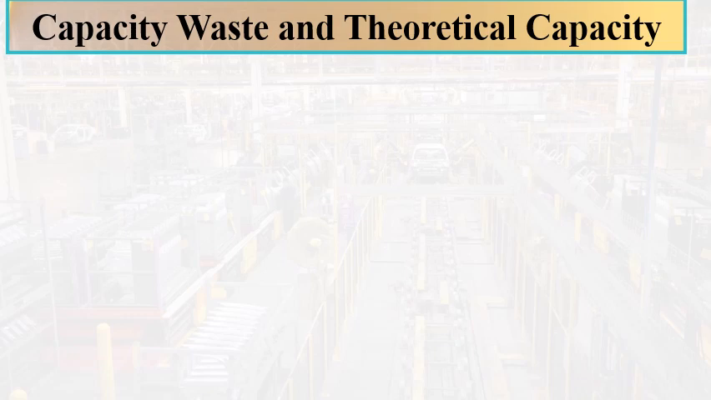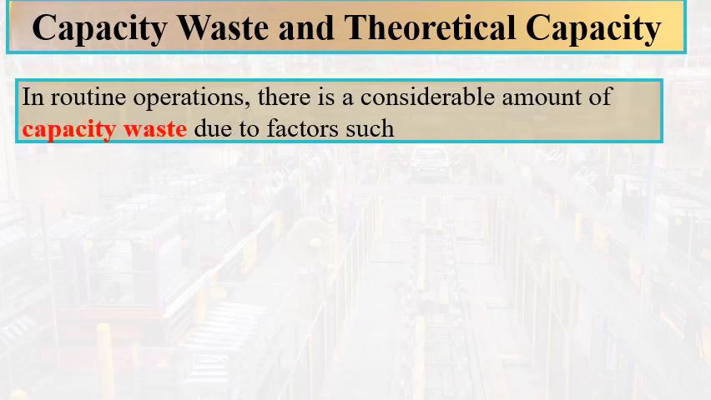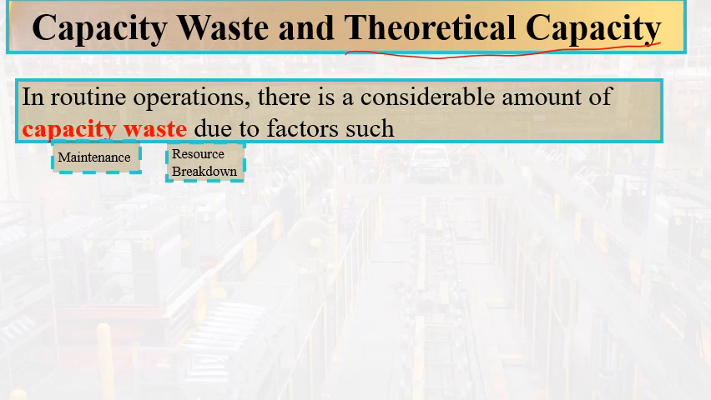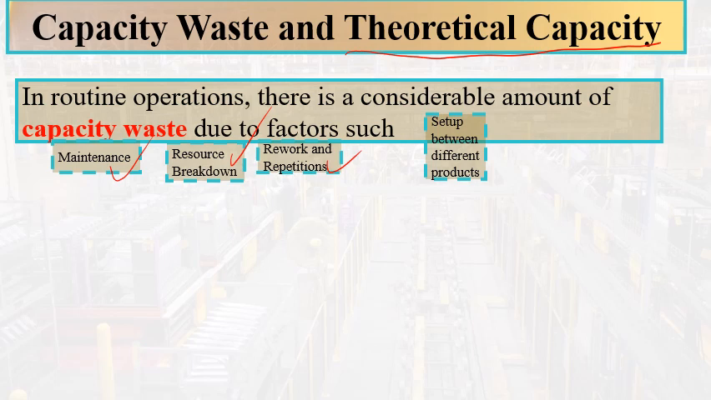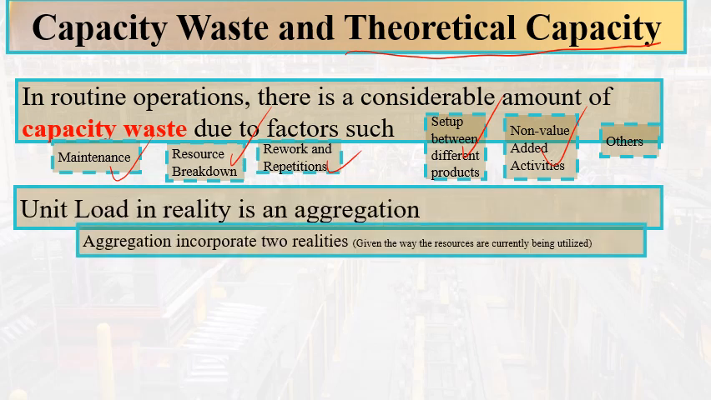So now we're going to talk about theoretical capacity. And just like we talked about theoretical flow time in the previous topic, there's also a theoretical capacity, because capacity is not realized because of a lot of waste. Things like maintenance, resource breakdown, rework and repetition, setup between different products, non-value added activity, and others. So in reality, our unit load is an aggregation of two things: productive time and wasted time.